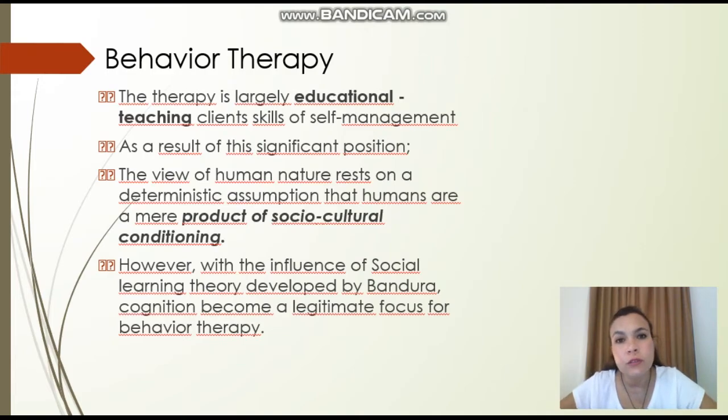This therapy can be considered educational because it aims to teach clients skills of self-management. So in its nature, there is a focus on educating the clients. As a result of this position, the view of human nature rests on a deterministic assumption that humans are a mere product of sociocultural conditioning. However, with the influence of social learning theory, developed by Bandura, cognition becomes a legitimate focus for behavior therapy as well.